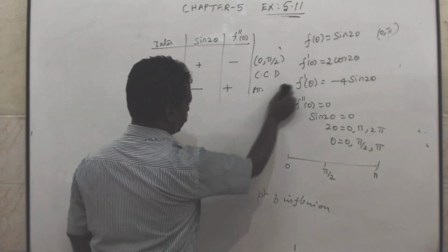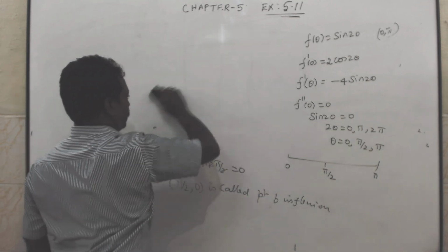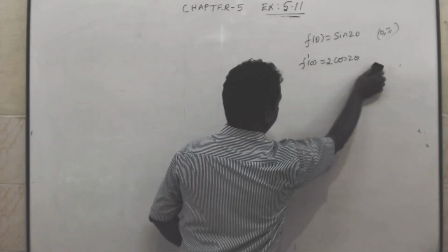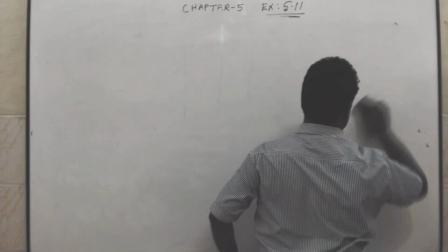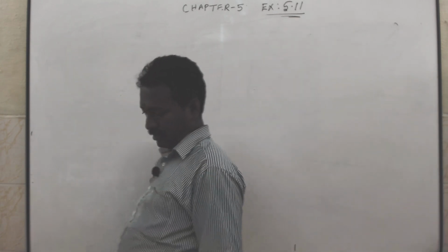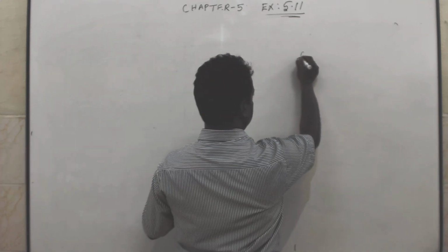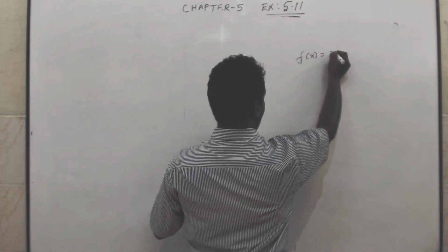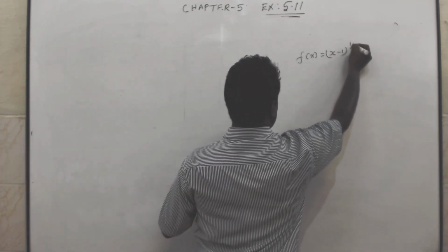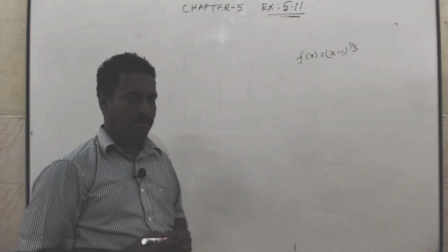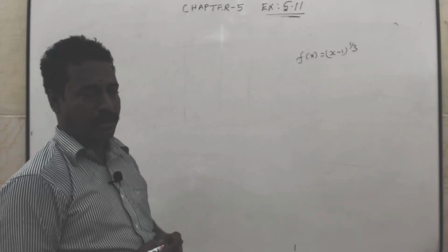The last problem, means the first problem in this exercise. Somewhat difficult, but it is not difficult. f of x is equal to (x minus 1) power 1 by 3. What is the first step?